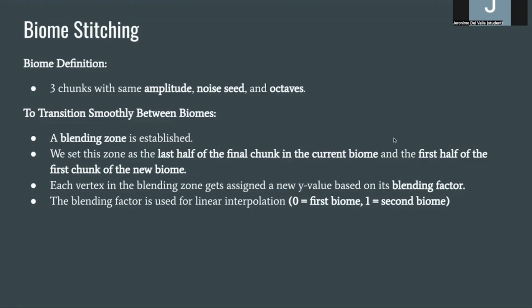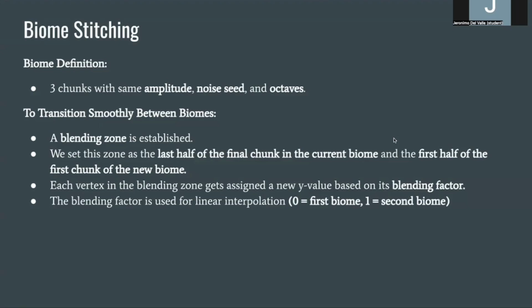My name's Geronimo, and one of the things I worked on for this project is the biome stitching. So a biome is defined as three chunks that share the same amplitude, noise seed, and octaves. To make the transition between the biomes seamless, we used a blending zone. This zone covers the last half of the final chunk in the current biome and the first half of the first chunk in the next biome.